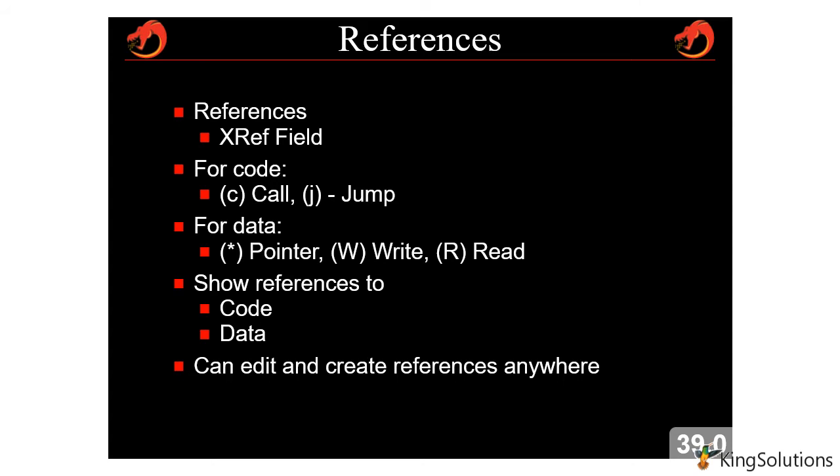Edit and create references. To edit or create references, right-click on an operand or instruction and choose References, Add or Edit. Use the green plus icon to add a reference. Choose the type of reference you wish to create: memory, external, stack, or register. Fill in the appropriate text boxes with address, offset, and external location. The text boxes will vary depending upon the type of reference you pick. You can edit and create references anywhere.